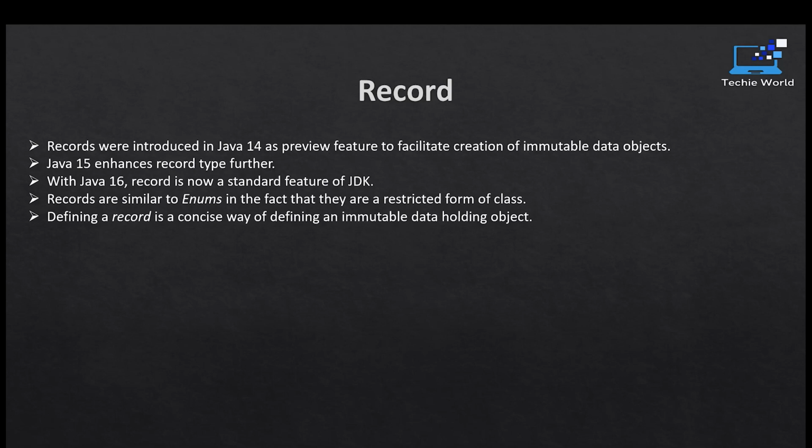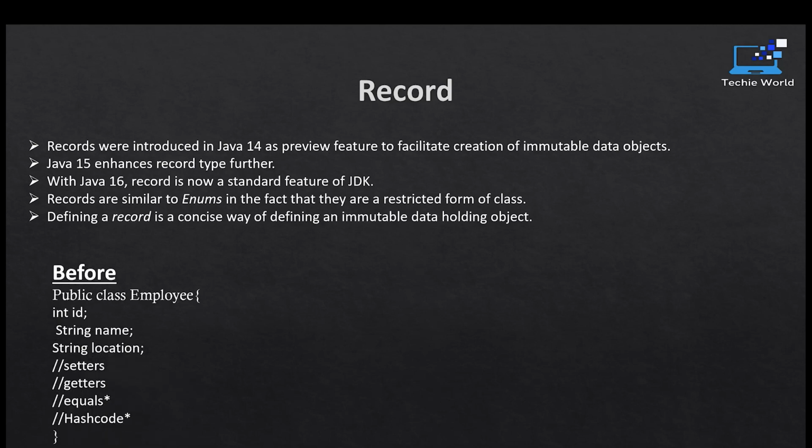Okay. Now, earlier, before the record classes, what we were doing, and after the record classes, what we are doing, let's have a look, and then you will understand the reason for the introduction of records. Okay. So before, what we used to do, we used to write a class. Like, if you see here, we used to write a class. We used to write all the variables that are required.